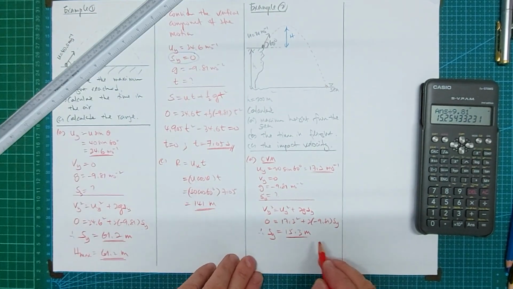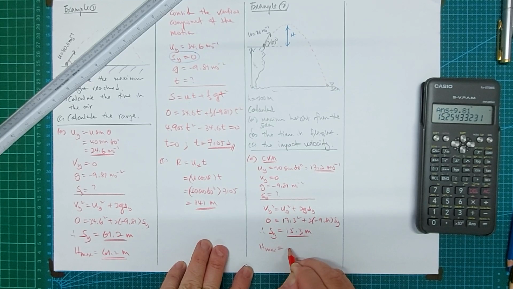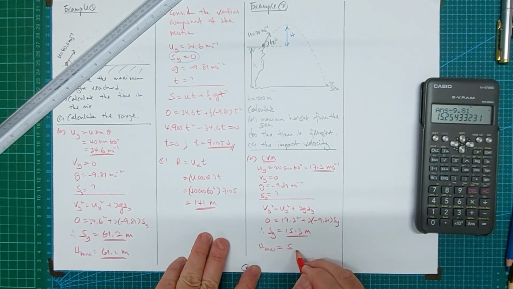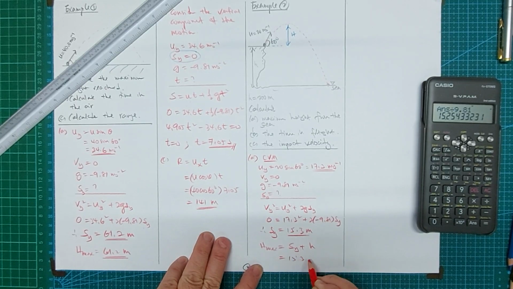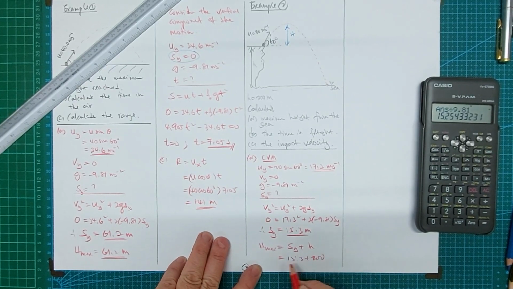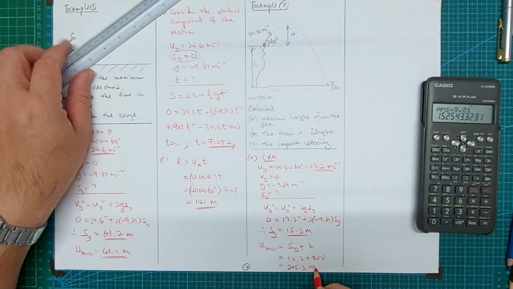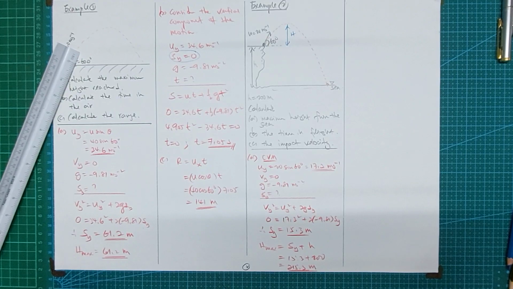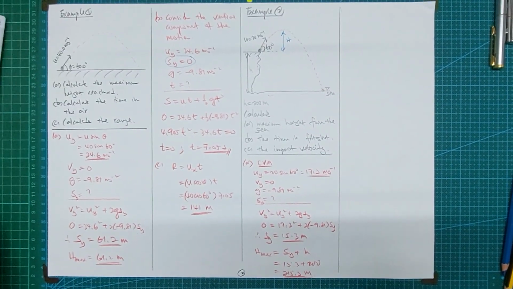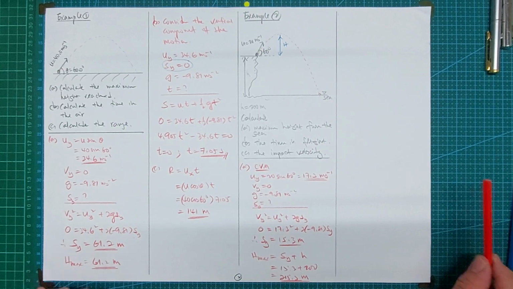So our maximum height from the sea is equal to our Sy plus our small h. So we have 15.3 plus 200. So the answer is 215.3 meter. Okay, so that is our maximum height from the sea surface.